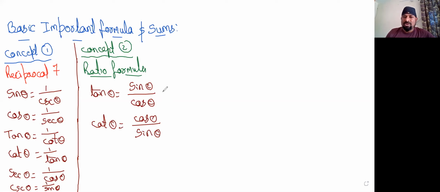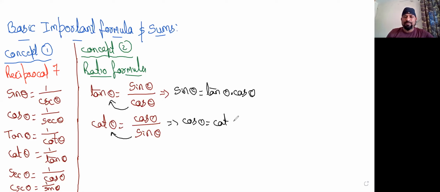Now, based upon this, the derivatives we are getting, we have to remember. If you transpose cos to the other side, then sin theta is equal to tan theta into cos theta. This is the other one we have to remember. In the same way, if you transpose this to the other side, then cos theta becomes cot theta into sin theta. You have to remember this formula.